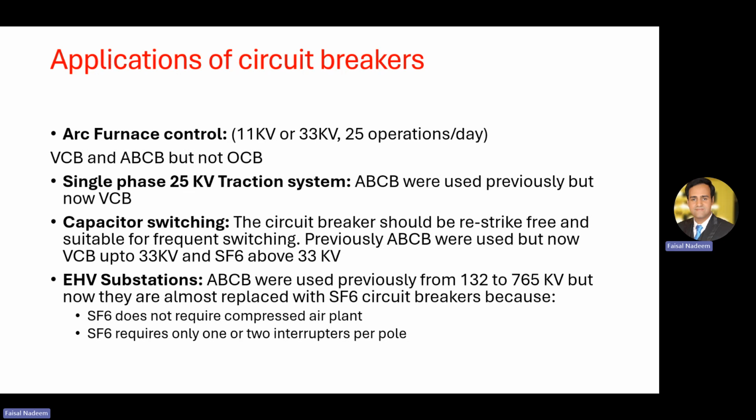So the arrival of the SF6 circuit breaker helps us in avoiding this air blast, the compressors, and the big motors. So now in most of the EHV substations, SF6 circuit breakers are installed. Furthermore, they require only one or two interrupters per pole. I will explain these interrupters in much more detail when I discuss the SF6 circuit breaker.